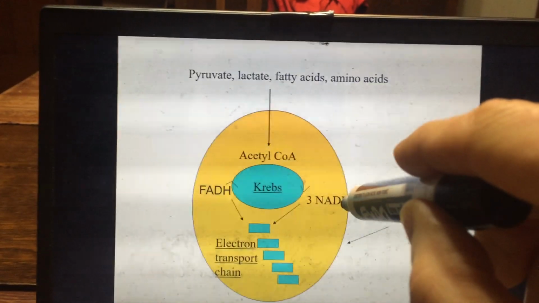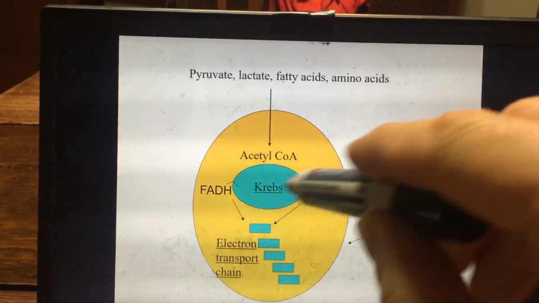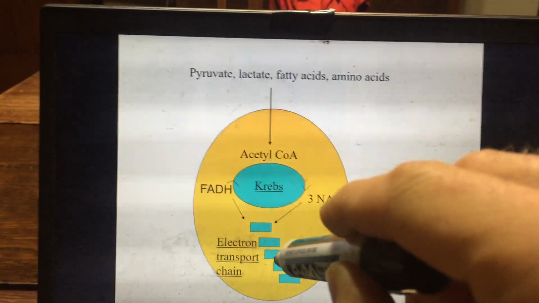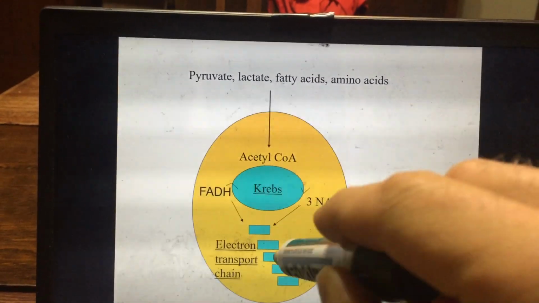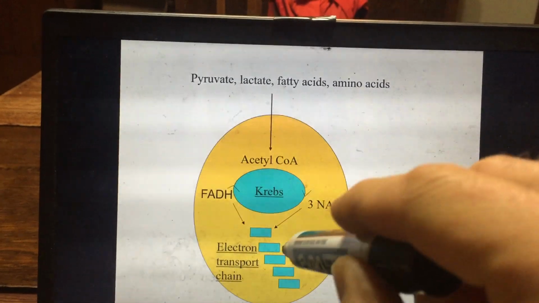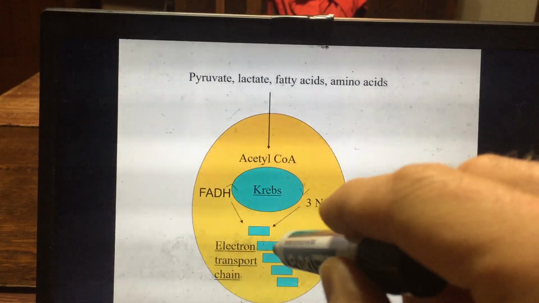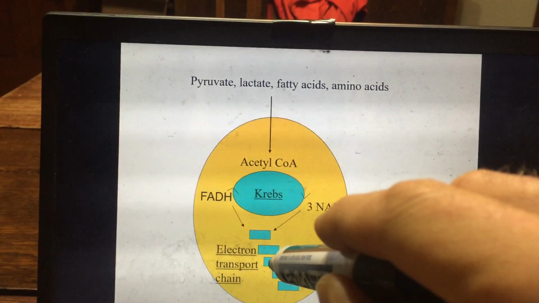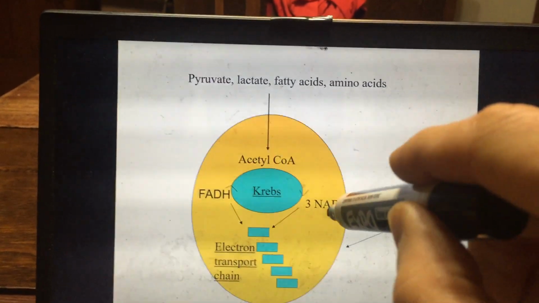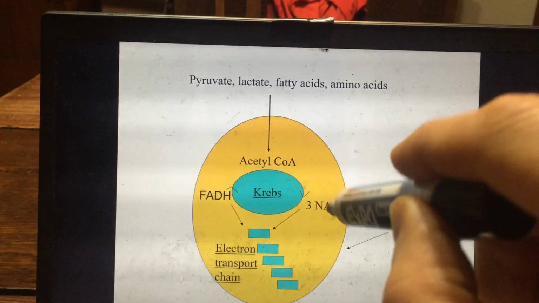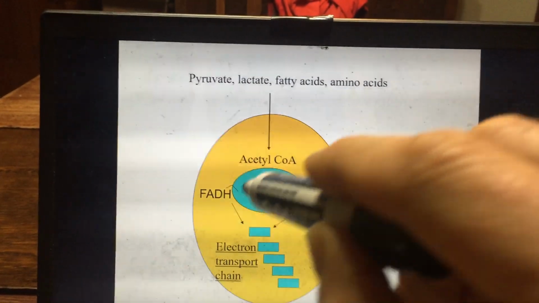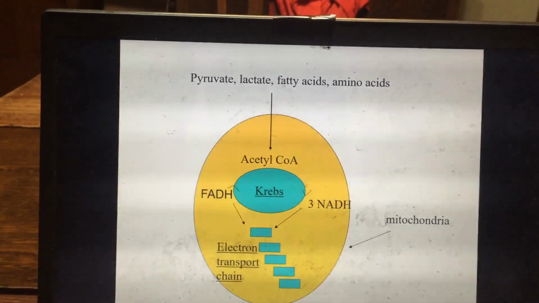parts of the Krebs cycle are that it produces 3 NADH and 1 FADH per round of the Krebs cycle. Those can go to the electron transport chain. The NADH will result in 3 ATPs being produced here. FADH will result in 2 ATPs being produced in the electron transport chain. So that's 3 ATPs per NADH molecule, 2 ATPs per FADH molecule.